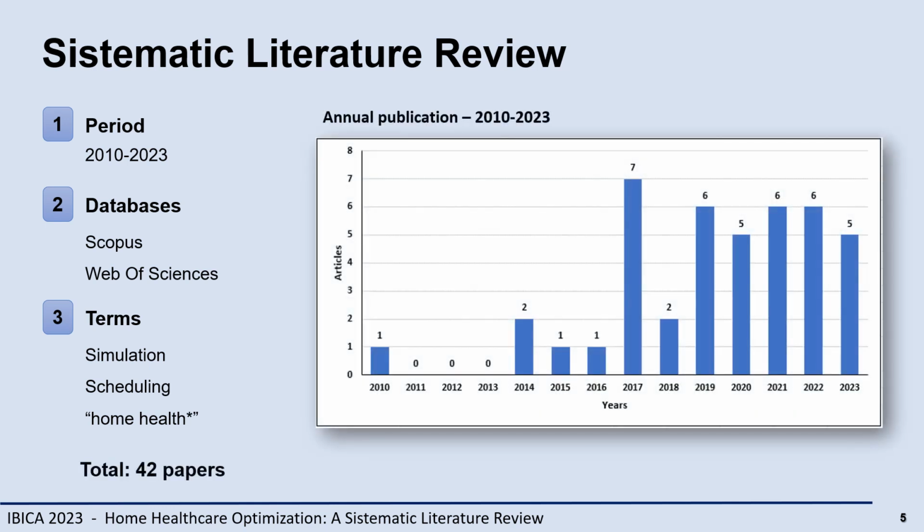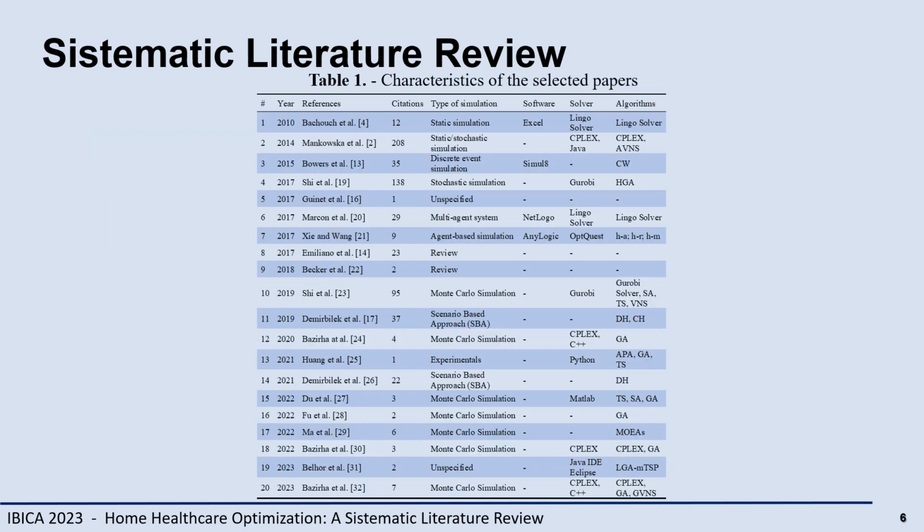The chart displays the volume of publications per year within the study period. Table 1 presents the characteristics of interest of the selected articles, and we can observe a predominance of Monte Carlo simulation as the type of simulation, Simplex as the solution tool, and regarding algorithms, evolutionary ones are preferred in most cases.